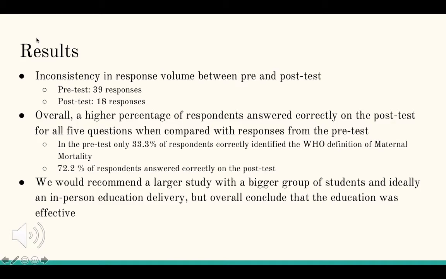We would certainly recommend a larger study with a bigger group of students in the future, and ideally with an in-person delivery, but the data is promising that the education session was overall successful.